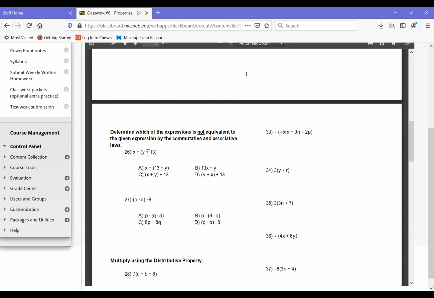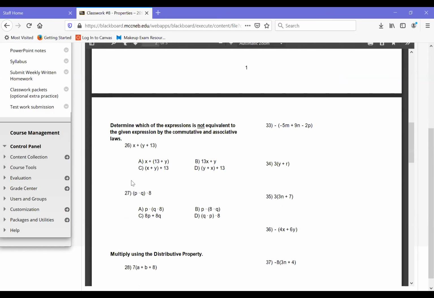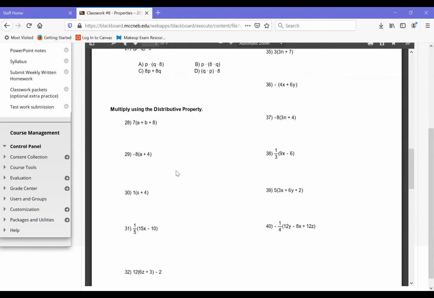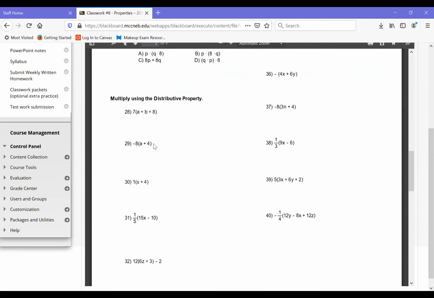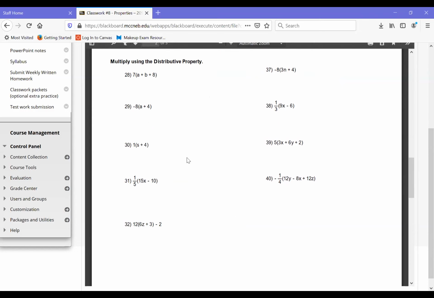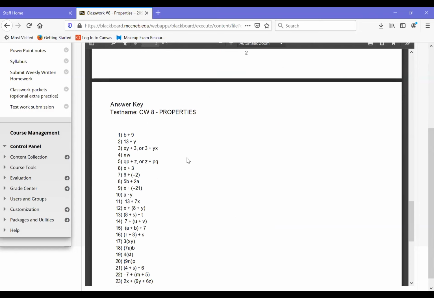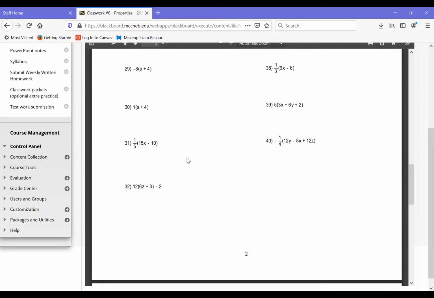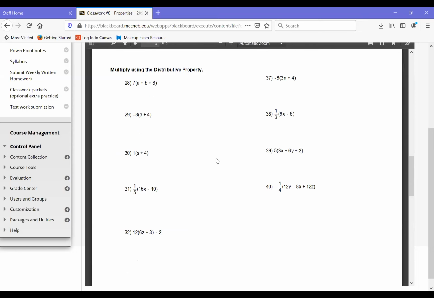Here's some of those little trickier multiple choice, determine which expression is not equivalent. So we went over those. And then finally, the distributive property. So I gave you 5 examples, but there's a lot more than that here that you might choose to work on. Okay, so I just wanted you to know that this was here for you, and then there is an answer key to go along with it. So inevitably, by only showing you 5 problems, I might have missed something, and there might be more that you need help with.